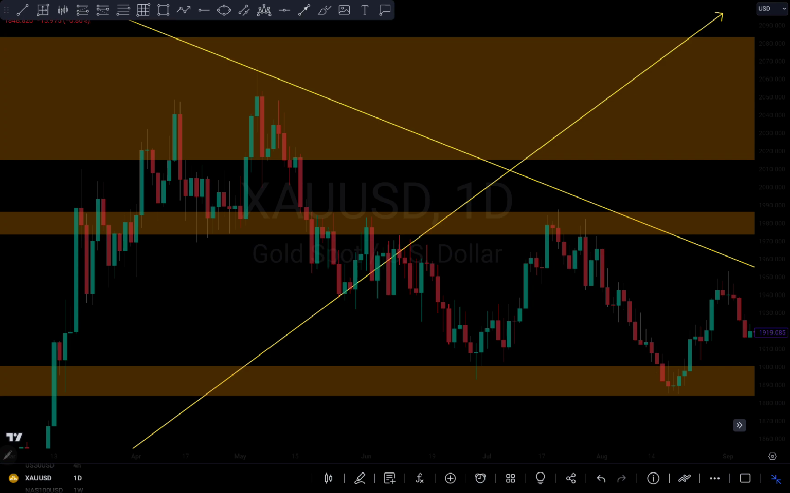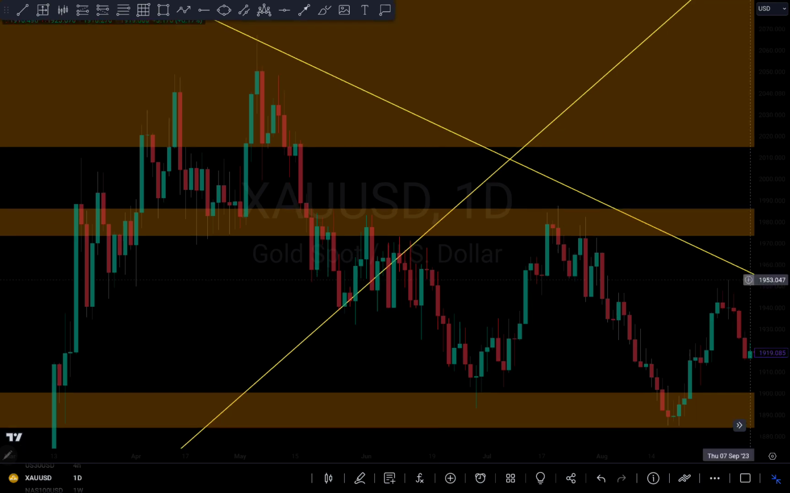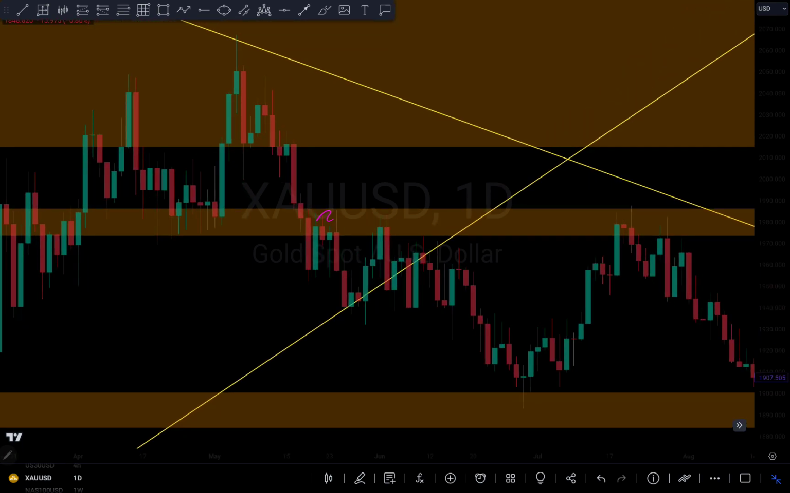Now my second confluence is I need a retest. We've come up to that zone and we are trying to break that zone multiple times. Let me zoom in a little bit. We can see that we come up to that zone and we are trying to break the zone multiple times, but it was rejecting.